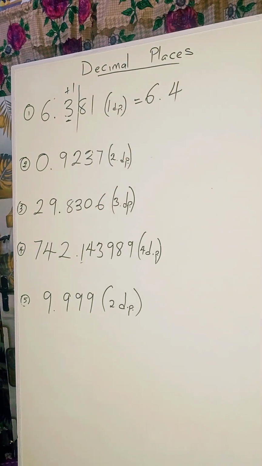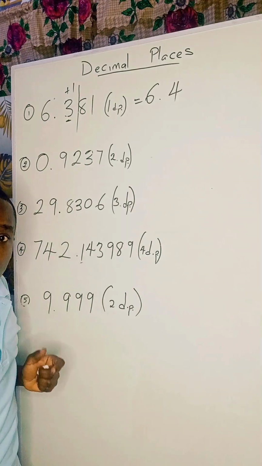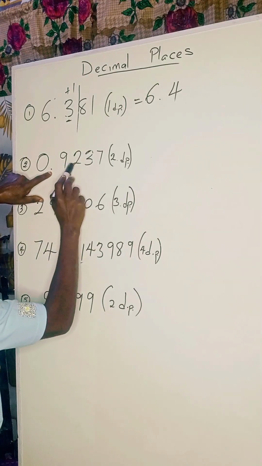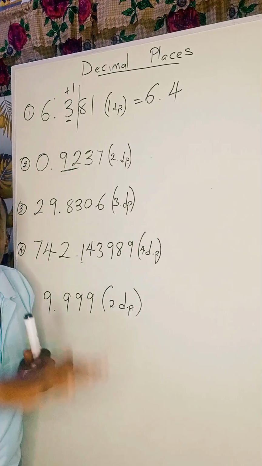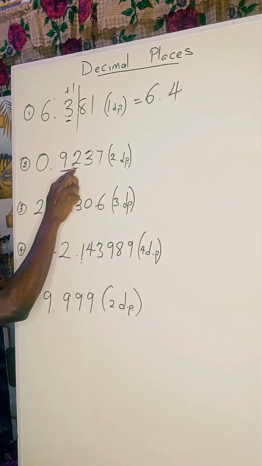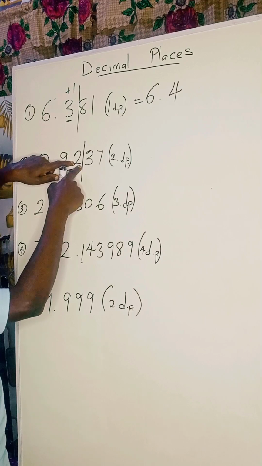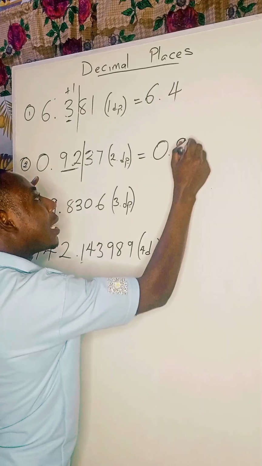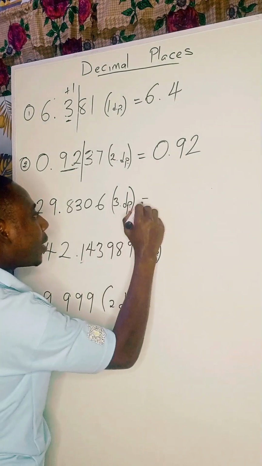Yes. Let's look at the second one. 0.9237. You are correcting it to 2 decimal places. So after the decimal point, to the right, 1, 2. This is a 2. Now the next number behind this is 3. You see, 3 is less than 5. And as I said, if it is less than 5, maintain this last number. The last number here was 2. Don't add anything to it. So that means you're going to have 0.92. You're following, right?